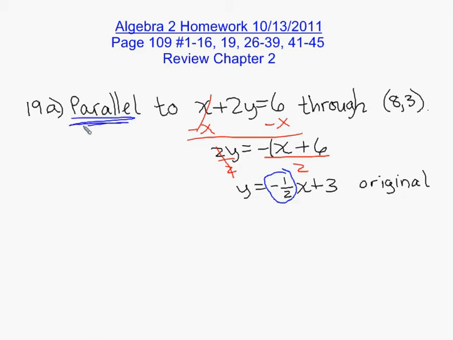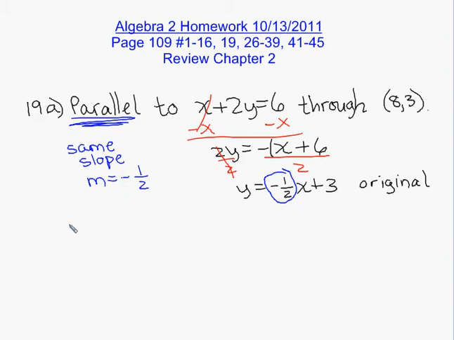Now if you want something to be parallel, you're going to have the same slope. So that means that the line that we're going to create is going to have the same slope. So we need to have it be m equals negative 1/2. We need to have the same slope. Okay, so now we've got a point and a slope.